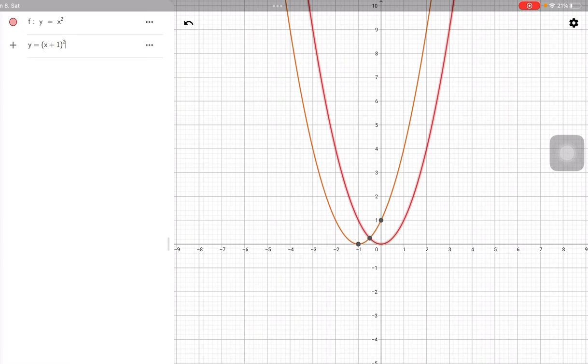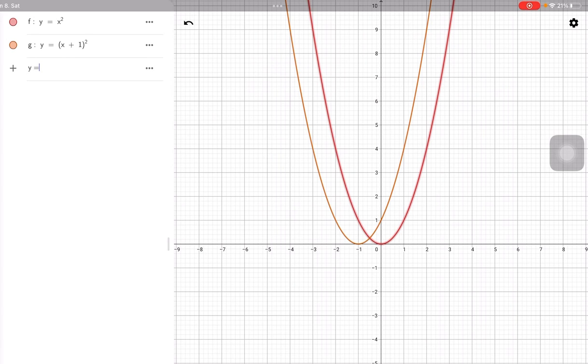As you see here, when we have an equation with a number inside the parentheses, if it is positive, the graph will be shifted to the left. As you see here, this graph, very easy, will be shifted 1 to the left.